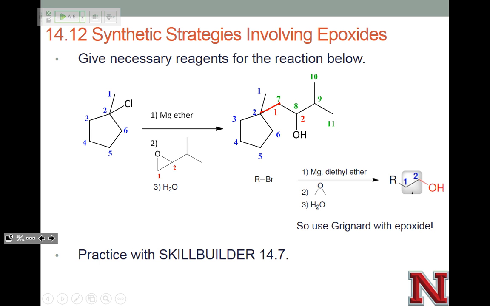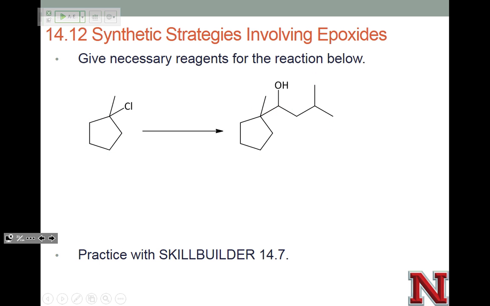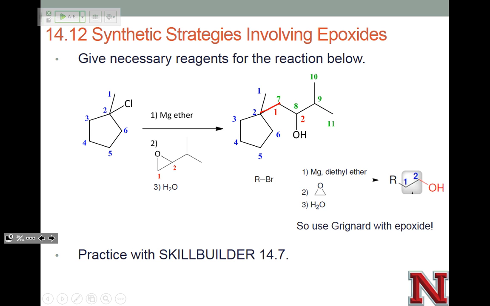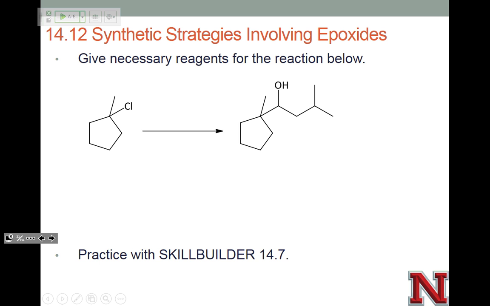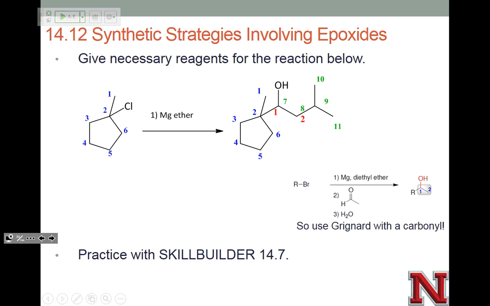Now conversely, we're starting with the same starting material, and we're adding the same number of carbons in this example, but notice the difference of where the alcohol is. Here, the alcohol is on the same carbon as our new carbon-carbon bond. So in this case, we're going through the carbon-oxygen double bond. We're still adding 7, 8, 9, 10, and 11, but what we're starting with is different. It's a slight difference, but it is a difference, so we have to pay attention to it.